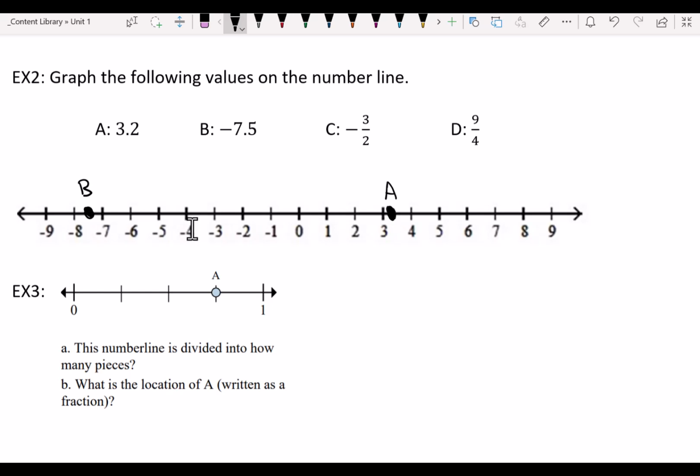For C, you're going to want to turn negative 3 over 2 into a decimal form. You could use Desmos or the Inspire if you don't know how to do it offhand, but that's going to be equal to a negative 1.5. So we have to go over here by the negatives, past negative 1, and we'll graph that as a negative 1.5. And then lastly for D, again, turn it into a decimal, and that's going to be exactly 2.25. So we go up here with the positive values, and we can go anywhere just past 2, and we'll label that one as D.